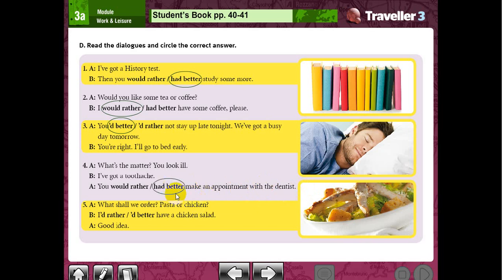Why? Because it's advice. What shall we order? Pasta or chicken? I'd better have a chicken salad. Good idea. I'd rather. Why? Because I prefer chicken salad.